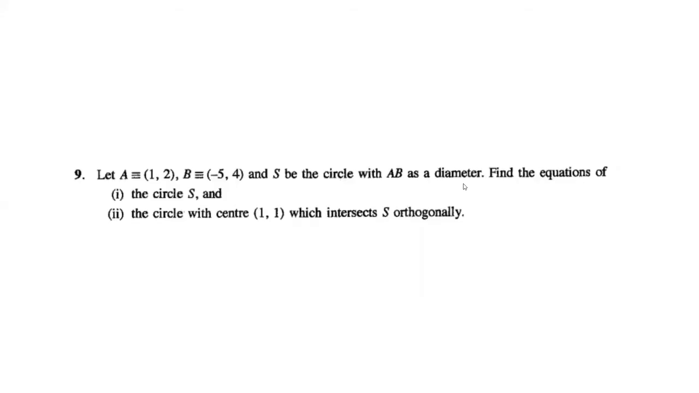So the next question is this: you have been given two points A and B, and S is a circle, and AB is the diameter. So we need to find the equation of the circle first, and then we need to find the circle with center this, which intersects S orthogonally. So what do you do for that?